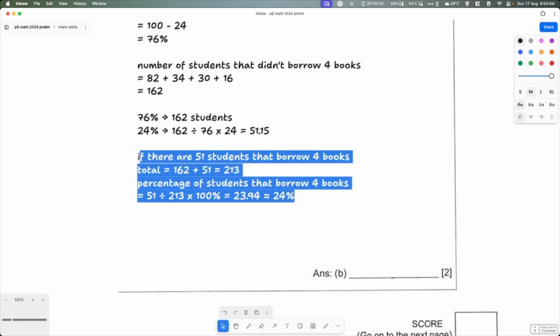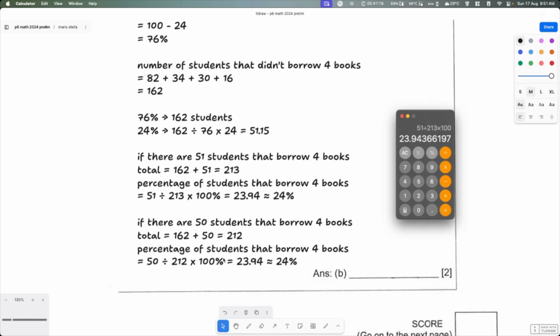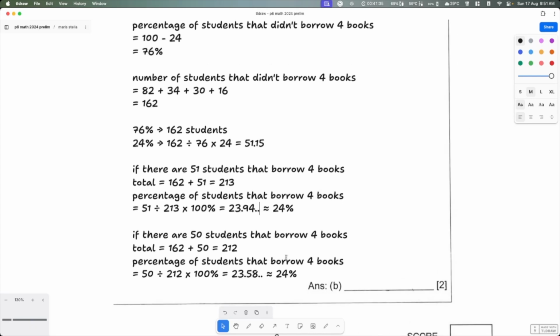I mean 50 students. Okay, so if there are 50 students that borrow 4 books, 162 plus 50 will become 212. The percentage of students that borrow 4 books will be 50 divided by 212 times 100%. So 50 divided by 212 times 100 will give us 23.58, and then that means this is 24%.